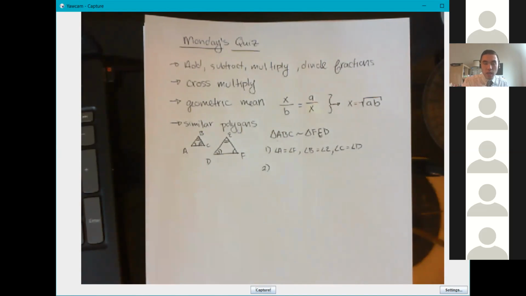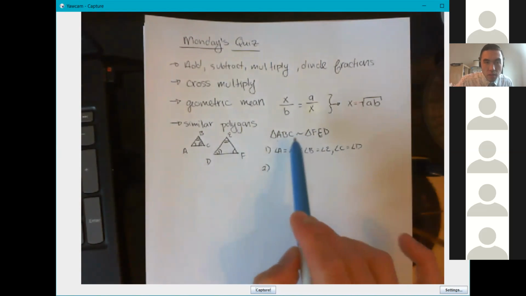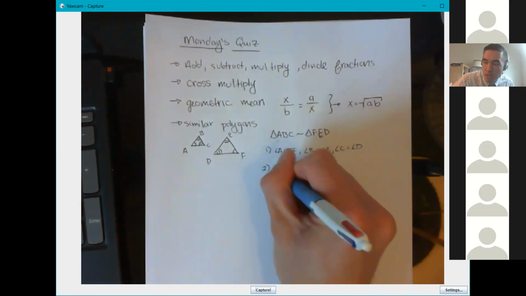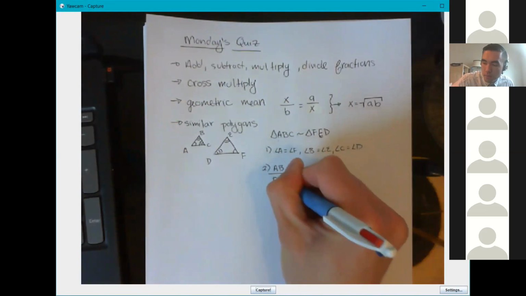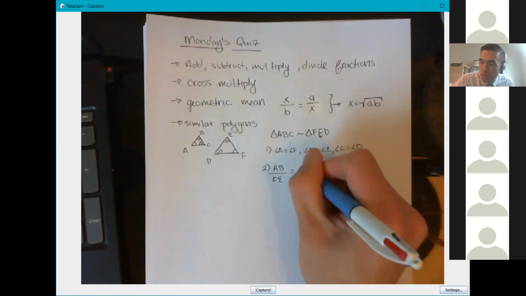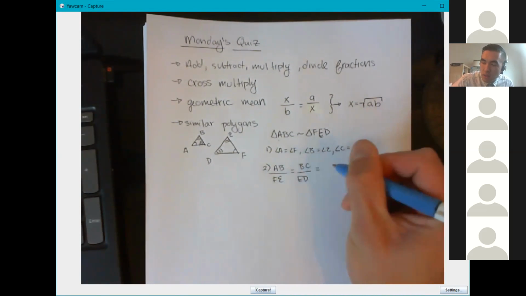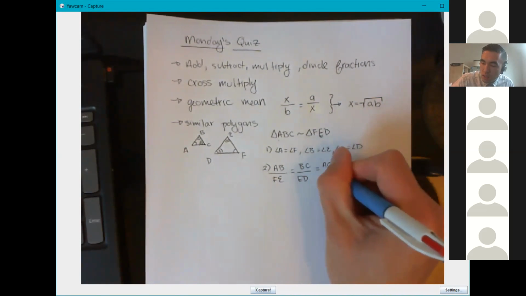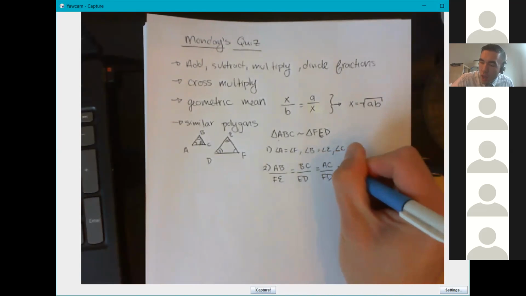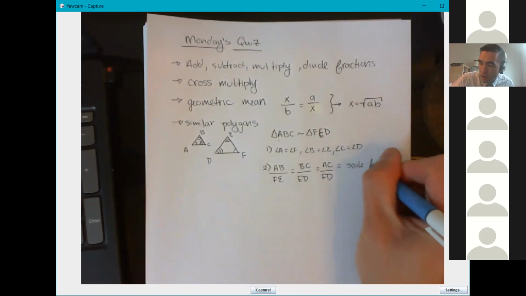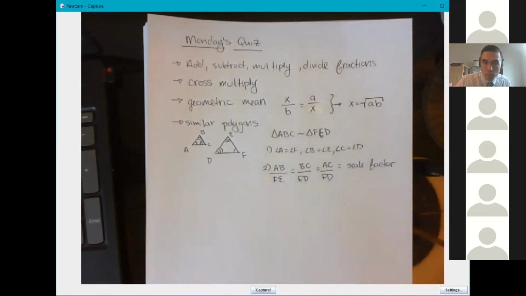So if I take the sides the way that they're lined up according to these statements, again, we use the order of the letters to guide us. That is to say, AB divided by FE must give us back the exact same ratio as BC divided by ED, must give us back the exact same ratio as AC divided by FD, and each one of these ratios could be called the scale factor. Is that second part okay? Yeah. Okay.